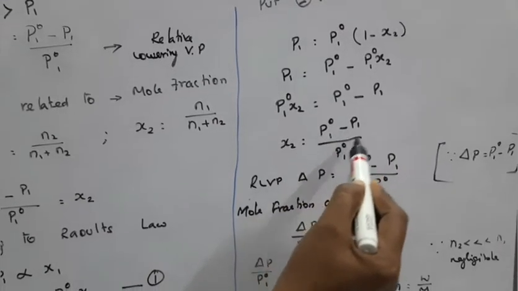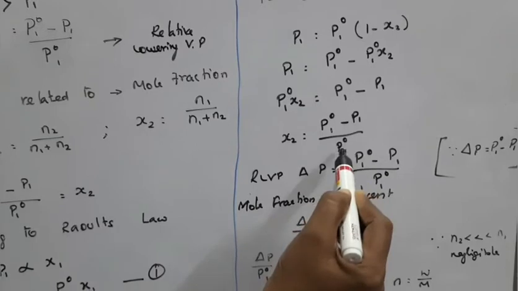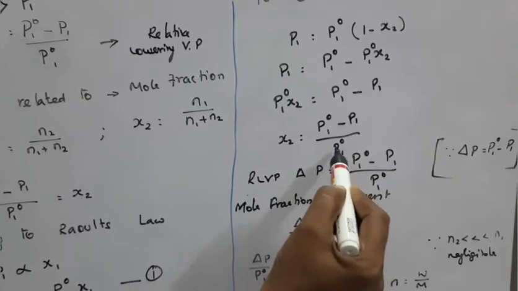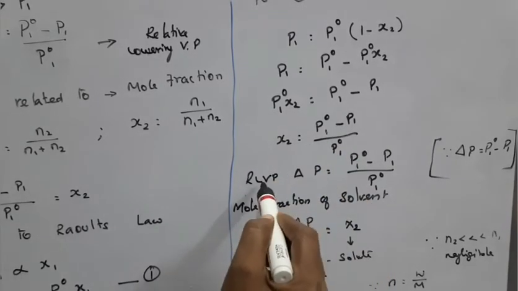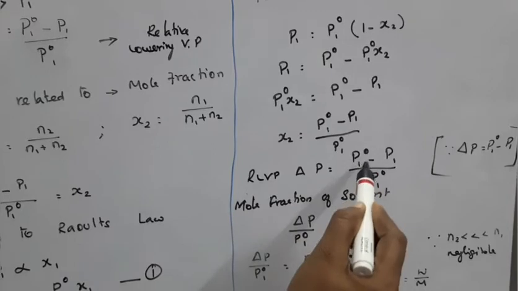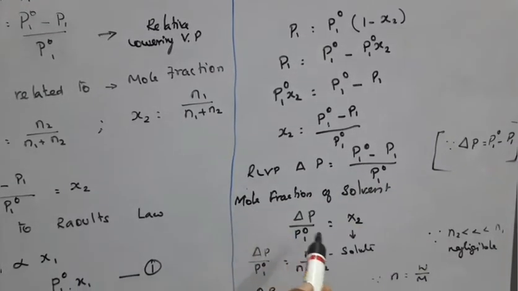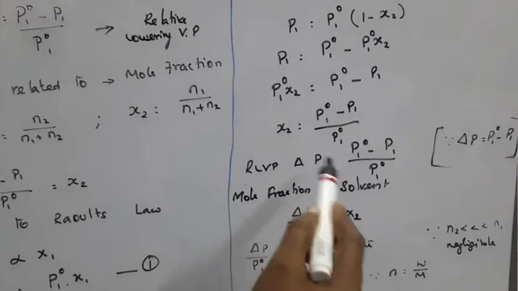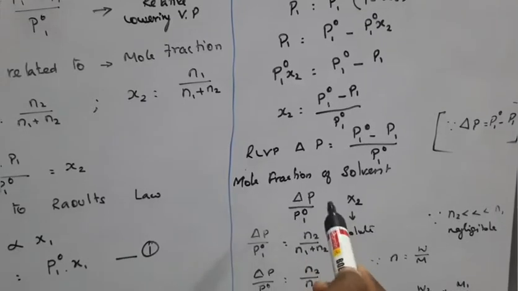P01 minus P1 is the lowering of vapor pressure, and it is divided by the vapor pressure of the pure solvent P01. So the relative lowering of vapor pressure, delta P by P01, equals P01 minus P1 by P01. This term delta P by P01 is related to the mole fraction.